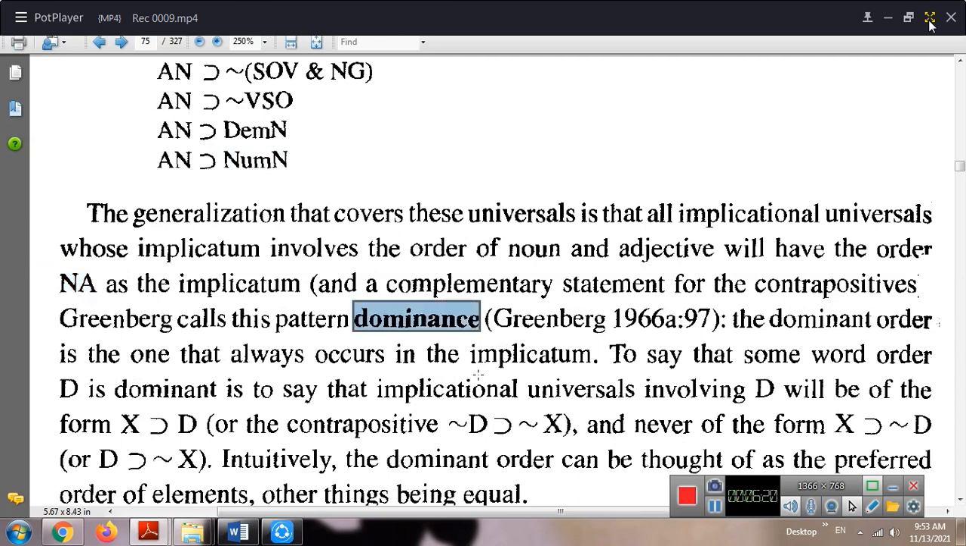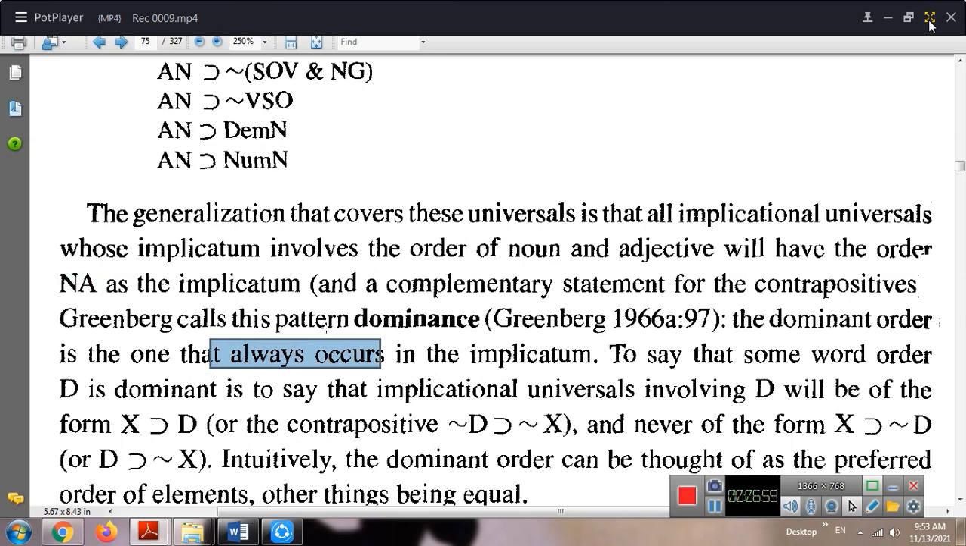Dear student, one of the terms which is so common in typology is the concept of dominance. Here, based on those universals, noun-adjective is dominant. What do we mean by dominance? You should be able to define that. By dominance, we mean that the dominant order is the one that always occurs in the implicatum. I want to repeat it again.